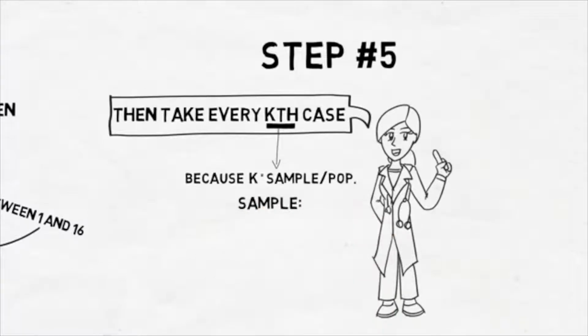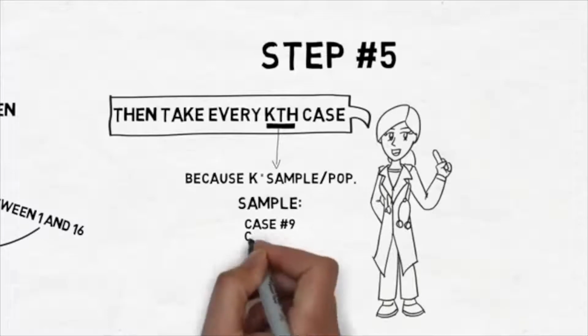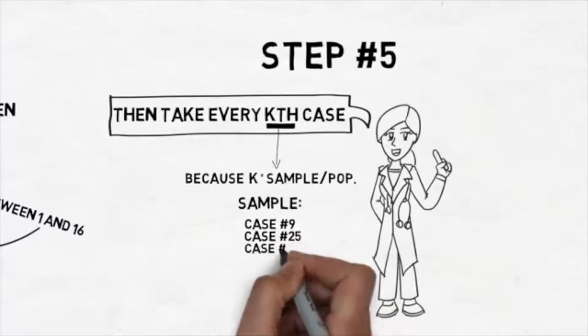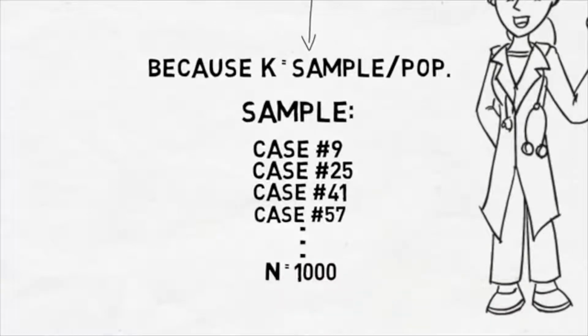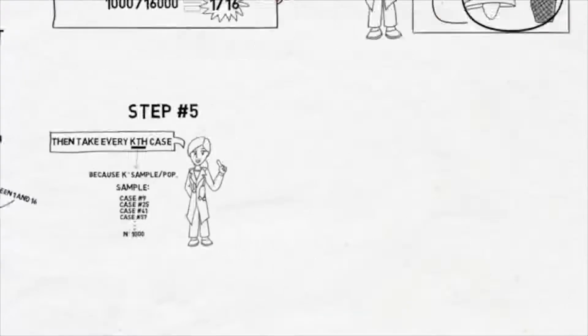Let's say, for argument's sake, in step 3 we chose 9 out of the hat. This would be our first case, or case number 9. We then would take every 16th case after that, so this case 25, 41, 57, and we would stop once we've selected out 1,000 people for our sample.